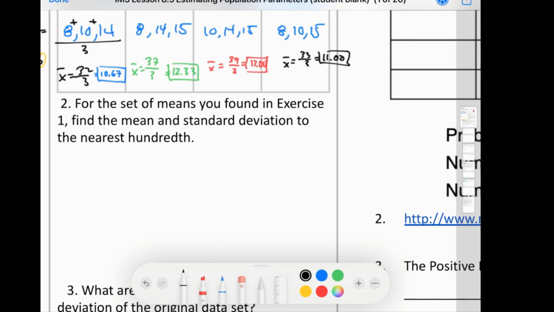Okay, for the set of means you found in exercise 1, find the mean and standard deviation to the nearest hundredth. So basically what they want us to do, I'm going to use a highlighter because this might make more sense. These numbers, we're going to find the mean of them and then the standard deviation. So now I'm taking the 4 numbers. Given these numbers, go ahead and find the mean and the standard deviation of these numbers. So let's go ahead and do that.